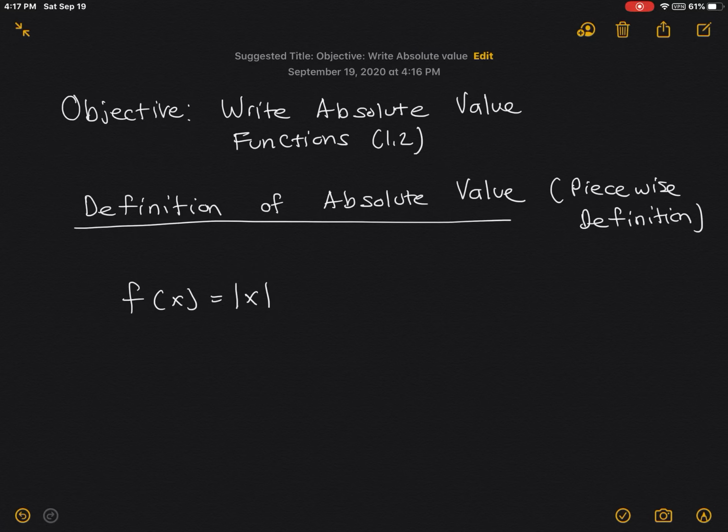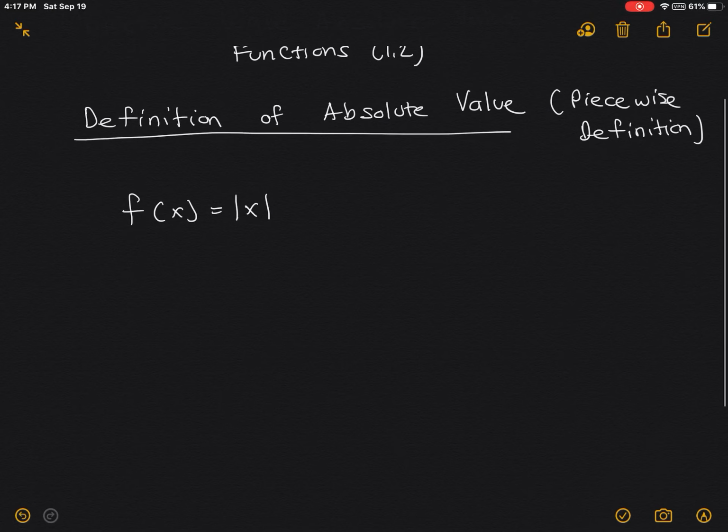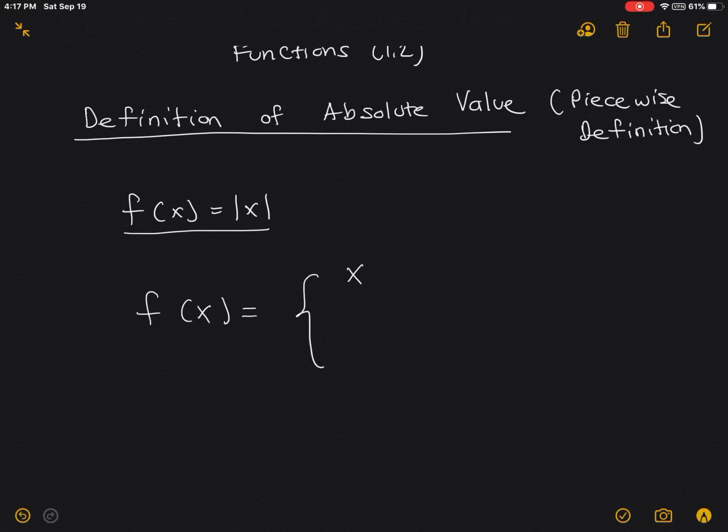All right, so I have a quick lesson on writing absolute value functions. If you take a look at the definition of an absolute value as a piecewise function, you already graphed this before, right? But did you know that an absolute value is actually a piecewise? The way I would write this using the piecewise definition: f of x is equal to the absolute value of x, I would write like this. F of x is equal to positive x for x greater than or equal to 0, and negative x for x less than 0.